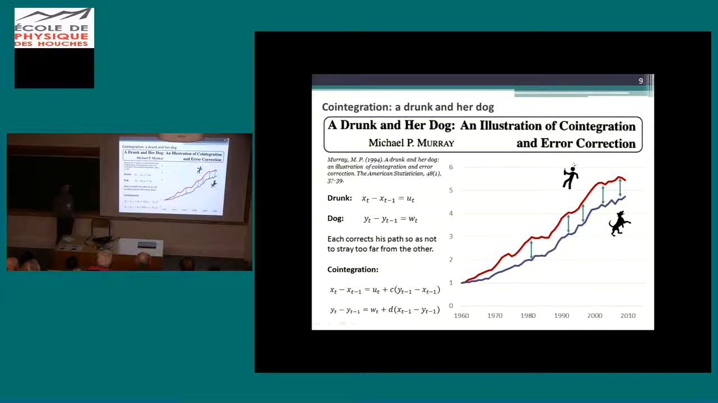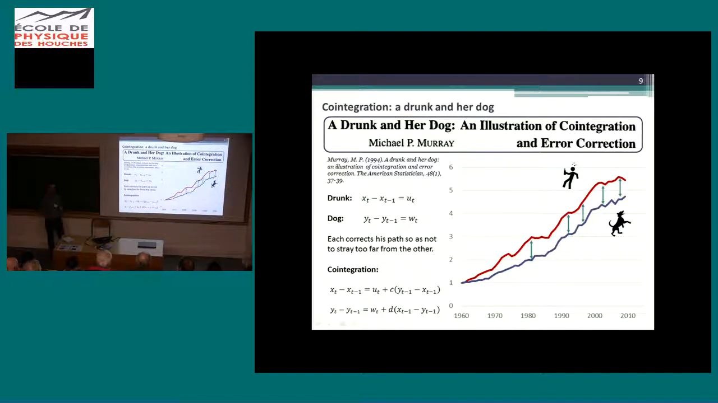But if the dog belongs to the drunk, neither of them will want to stray far away from each other. The drunk will periodically call the dog, and the dog will bark back as a reply. And so they can adjust their steps so as to not stray away from each other.